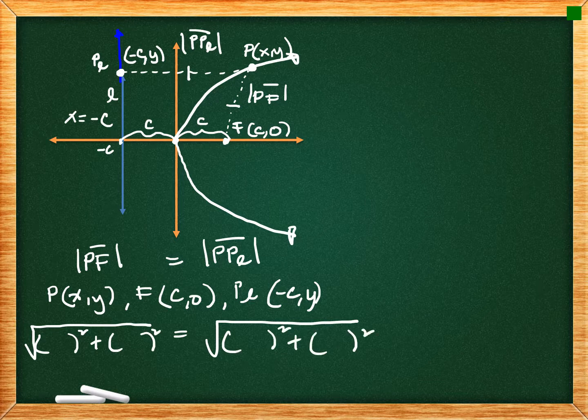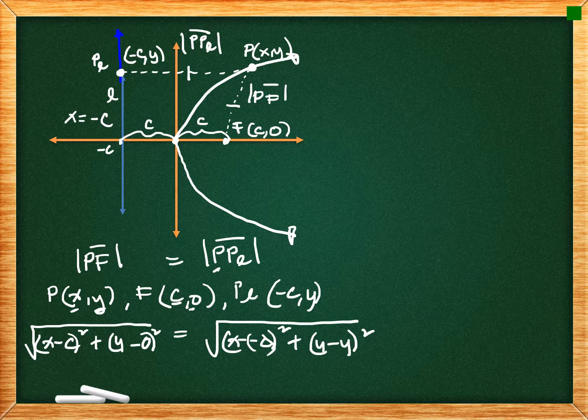We put now the coordinates for X and Y. So for P, we have X. For F, we have C, so X minus C. And for Y, we have Y minus 0. For the second one, we have P, this one, the X again, X minus negative C. Okay? And for Y, we have Y minus Y.